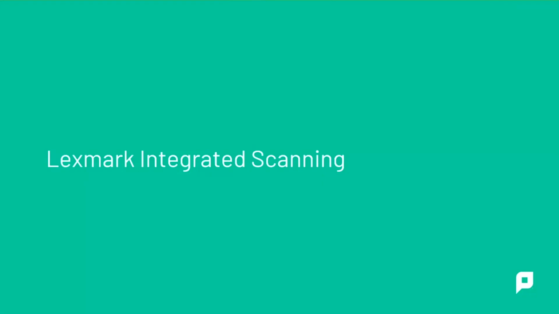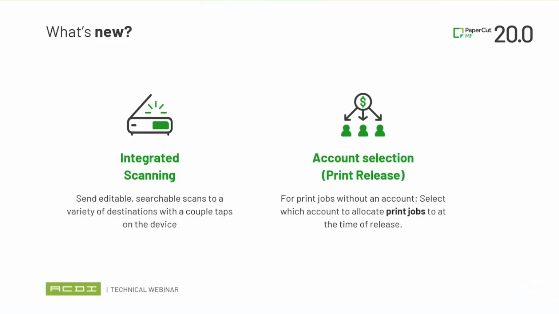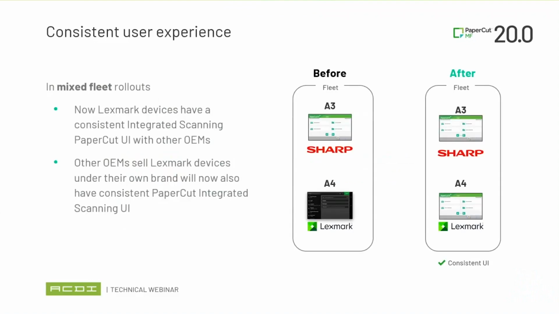Pleased to announce Lexmark Integrated Scanning, rounding out the list of manufacturers with this capability. This means that Lexmark customers can now take full advantage of the PaperCut MF integrated scanning features, as well as being able to select and allocate print jobs at the time of release. Essential when you need to apply a shared account from a mobility print job. This new look will also provide a consistent user experience when using Lexmark and other OEM devices. You know, some OEMs sell Lexmark under their own brand, and that will be consistent now too.